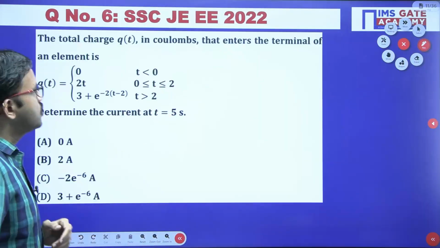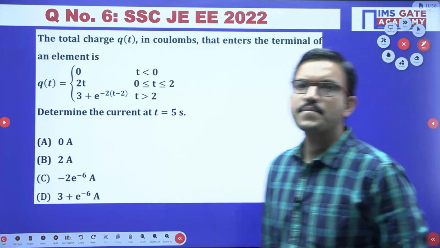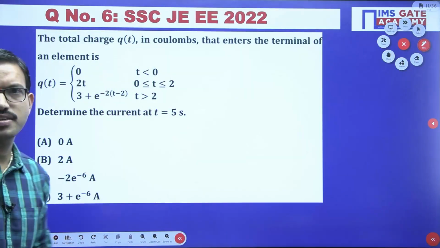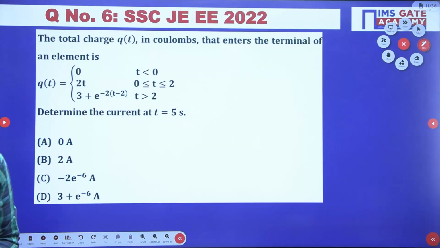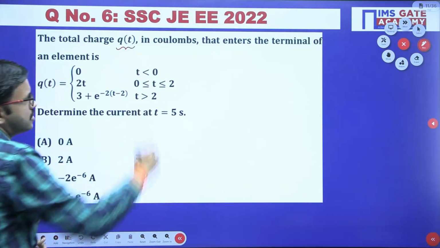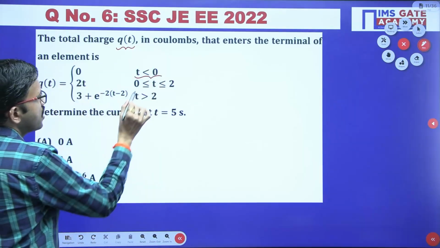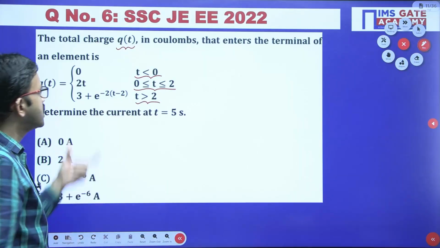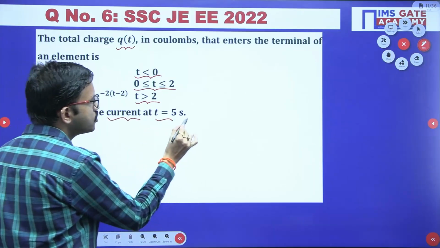Now this is also a very interesting question. All of you give it a try. Read the question once and then try to find out what they are asking. Here in this question they have given the charge expression. For t less than 0 you have 0 coulomb. In the interval 0 to 2 you have 2t. For t greater than 2 you have the charge expression like this. In this question you have to find the current at t equal to 5 seconds.